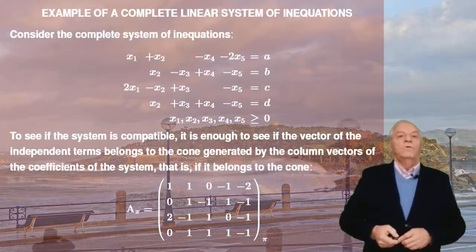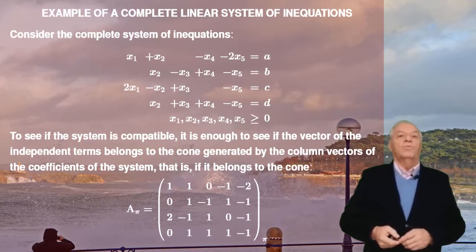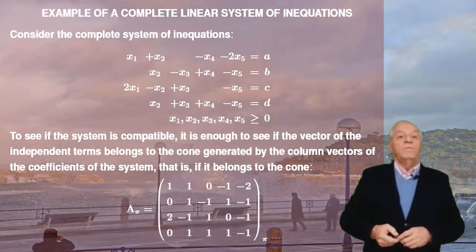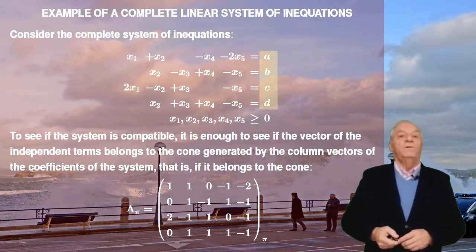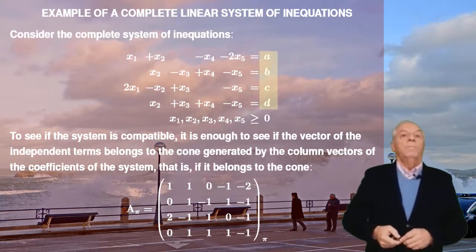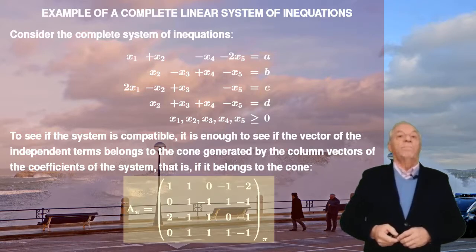To illustrate, we consider the following example, which is a particular case in symbolic form, because we have used as independent terms not particular numbers but letters A, B, C, D. How to check if this problem is compatible? To see if the system is compatible, it is enough to see if the column vector A, B, C, D of the independent terms belongs to the cone generated by the column vectors of the coefficients of the system. That is, if it belongs to the cone A sub phi, indicated there.